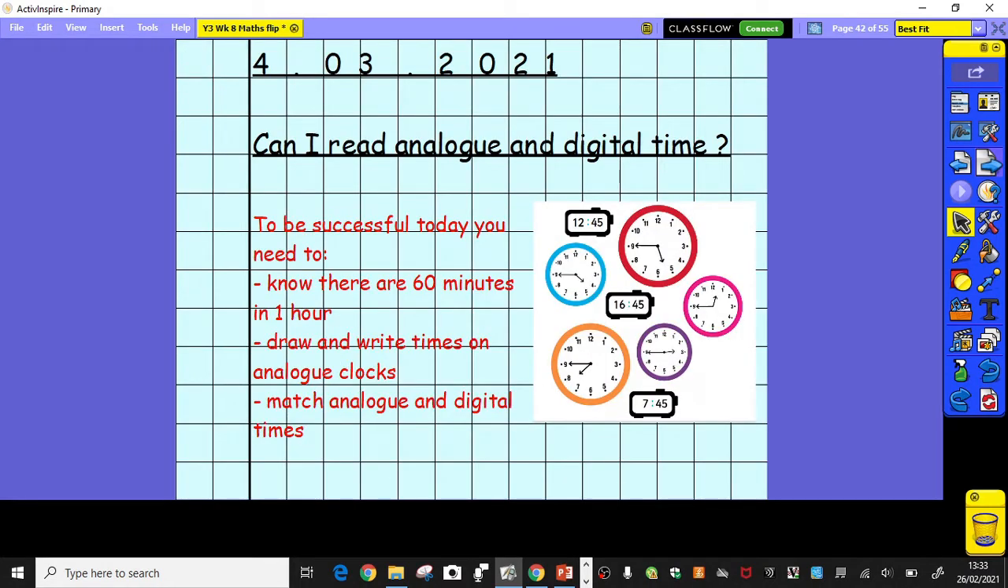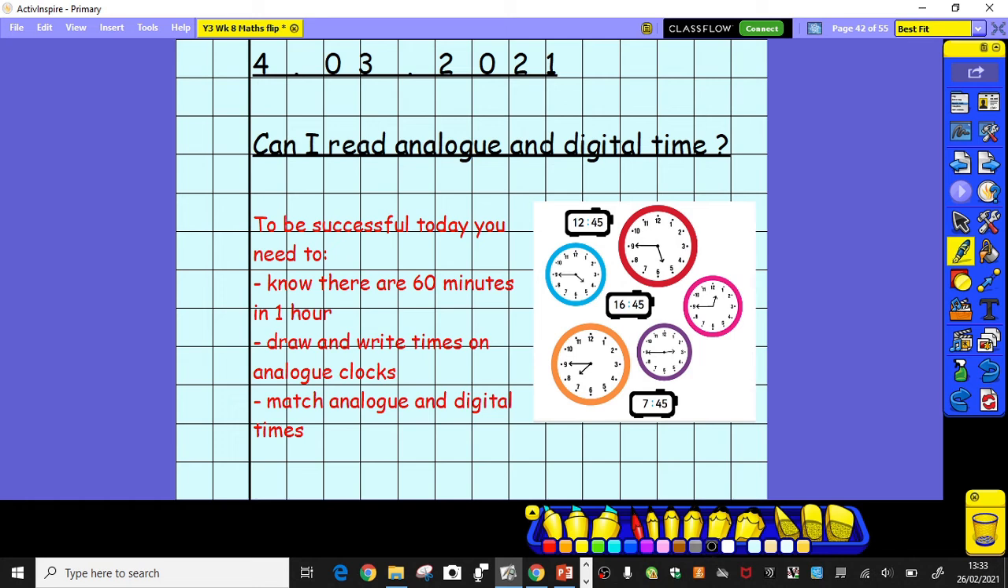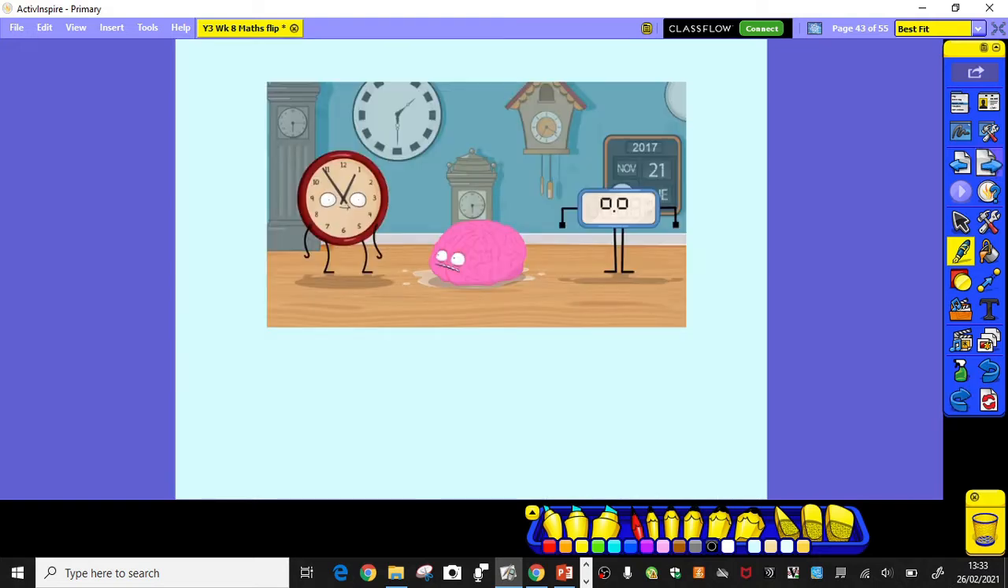Great job. So, today we are going to be reading clocks showing analogue and digital time. So to be successful today, we need to know that there are 60 minutes in 1 hour. You're going to need to draw and write times, and you're going to need to be able to match analogue and digital times. So let's have a look. Well, we start off with a short clip explaining about analogue and digital.